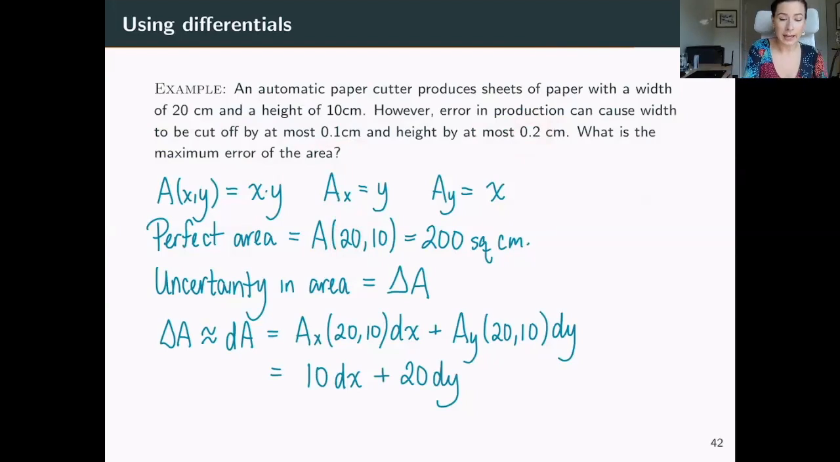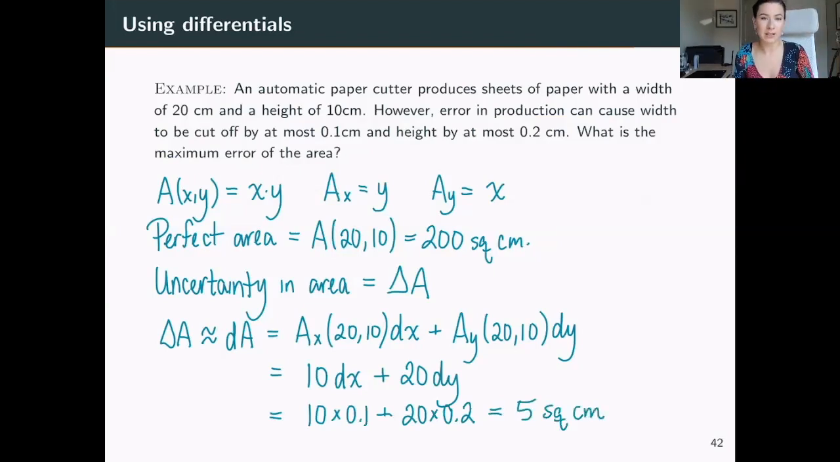And so we can replace our dx and our dy to get 10 times 0.1 plus 20 times 0.2. And after a little bit of arithmetic, this will end up giving me 5 square centimeters as my change in A. I have an error of approximately 5 square centimeters in this situation.